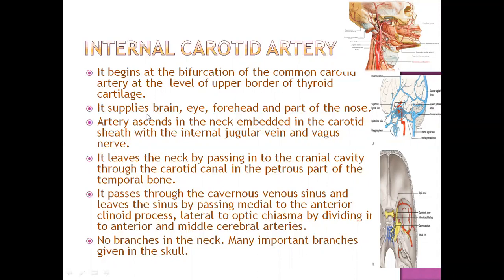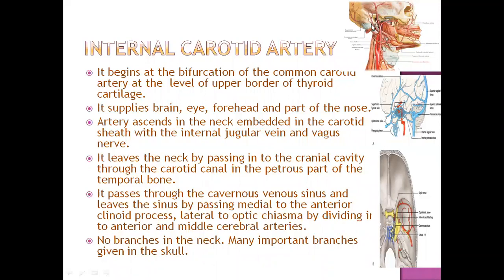The internal carotid artery supplies the brain, the eye, the forehead, and part of the nose. The artery ascends in the neck, embedded in the carotid sheath with the internal jugular vein and the vagus nerve. You know that the three structures in the carotid sheath are the common carotid artery and its branches, the vagus nerve, and the internal jugular vein. It leaves the neck by passing into the cranial cavity through the carotid canal in the petrous part of the temporal bone. The internal carotid artery has no branches in the neck, and it passes through the carotid canal, which is in the petrous part of the temporal bone inside the skull.